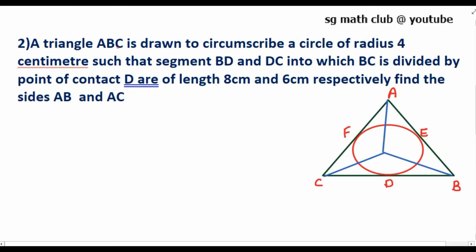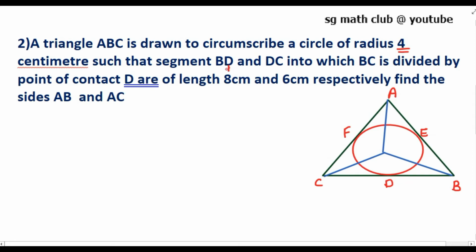Now next, a triangle ABC is drawn to circumscribe a circle of radius 4 cm. So you can see a triangle and you can see a circle inside the triangle, and the radius of the circle is 4 cm, such that the segments BD and DC into which BC is divided by the point of contact D are of length 8 and 6.